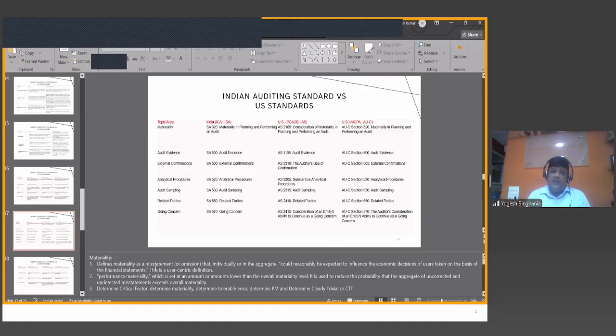Another standard is the management representation letters standard, which is also one of the audit evidence, but it is not a substitute for auditing procedures. So we also need to keep that in mind.